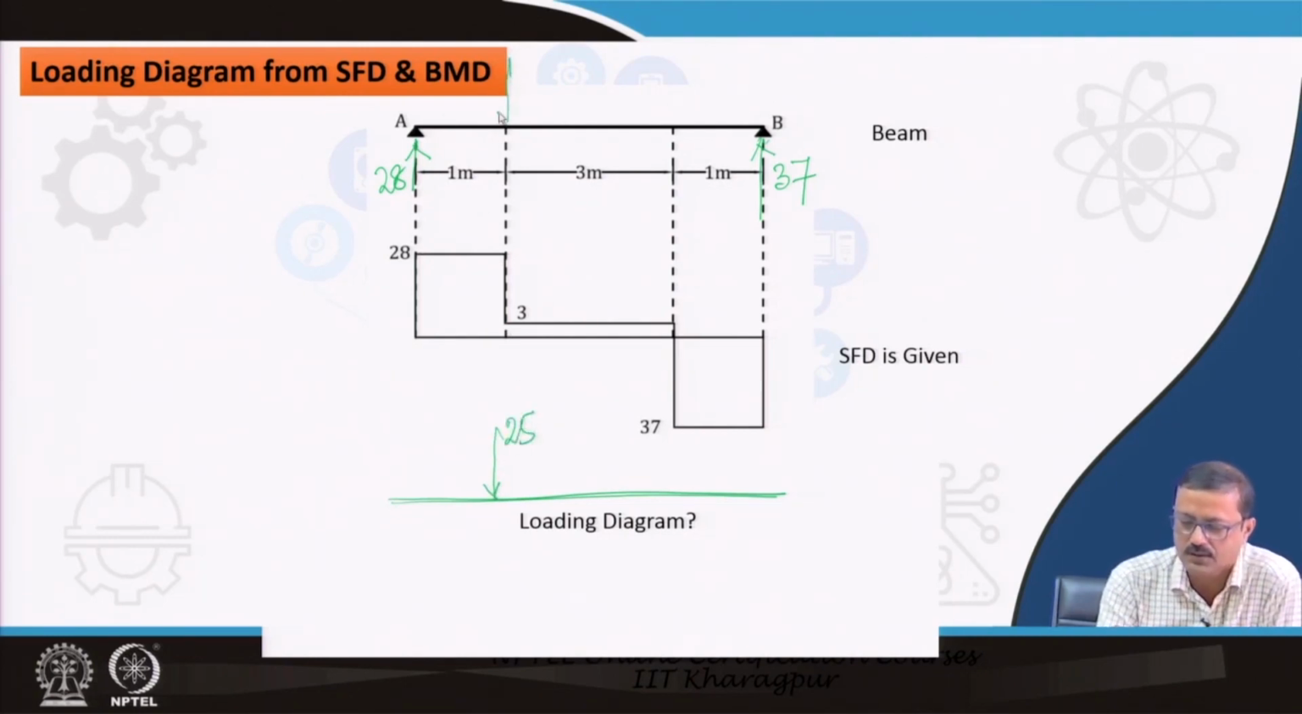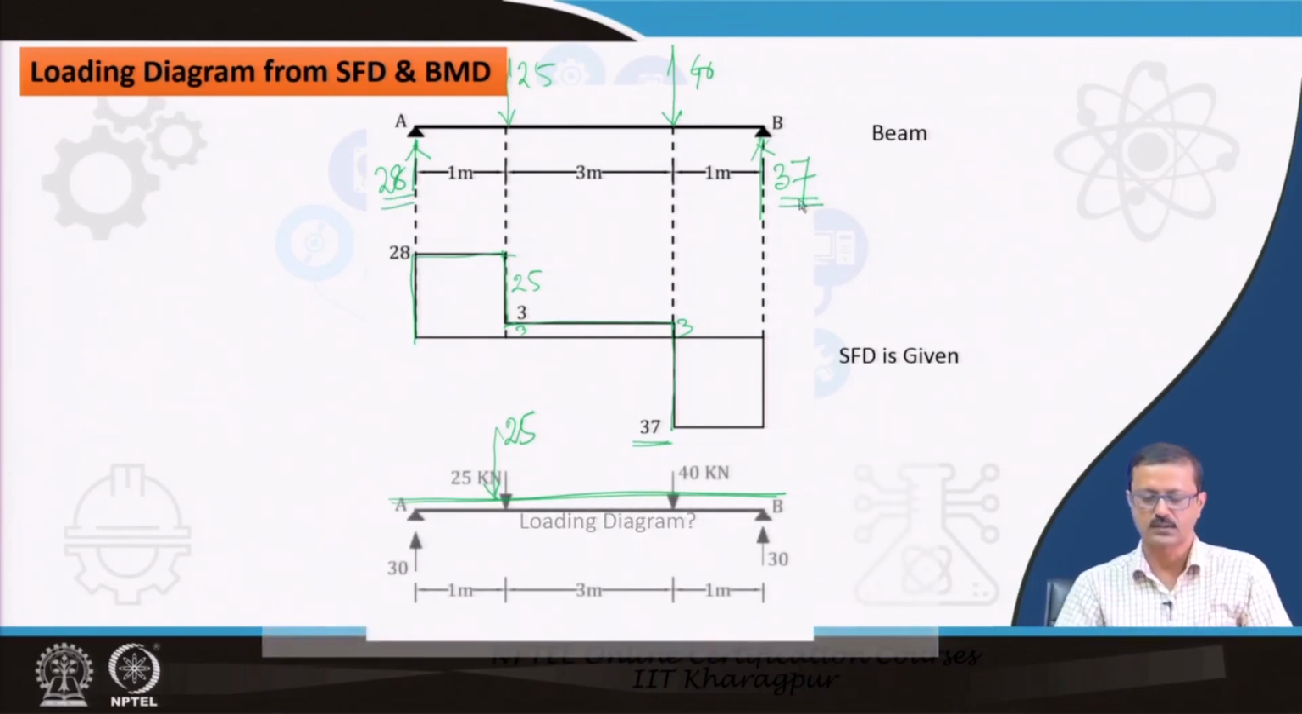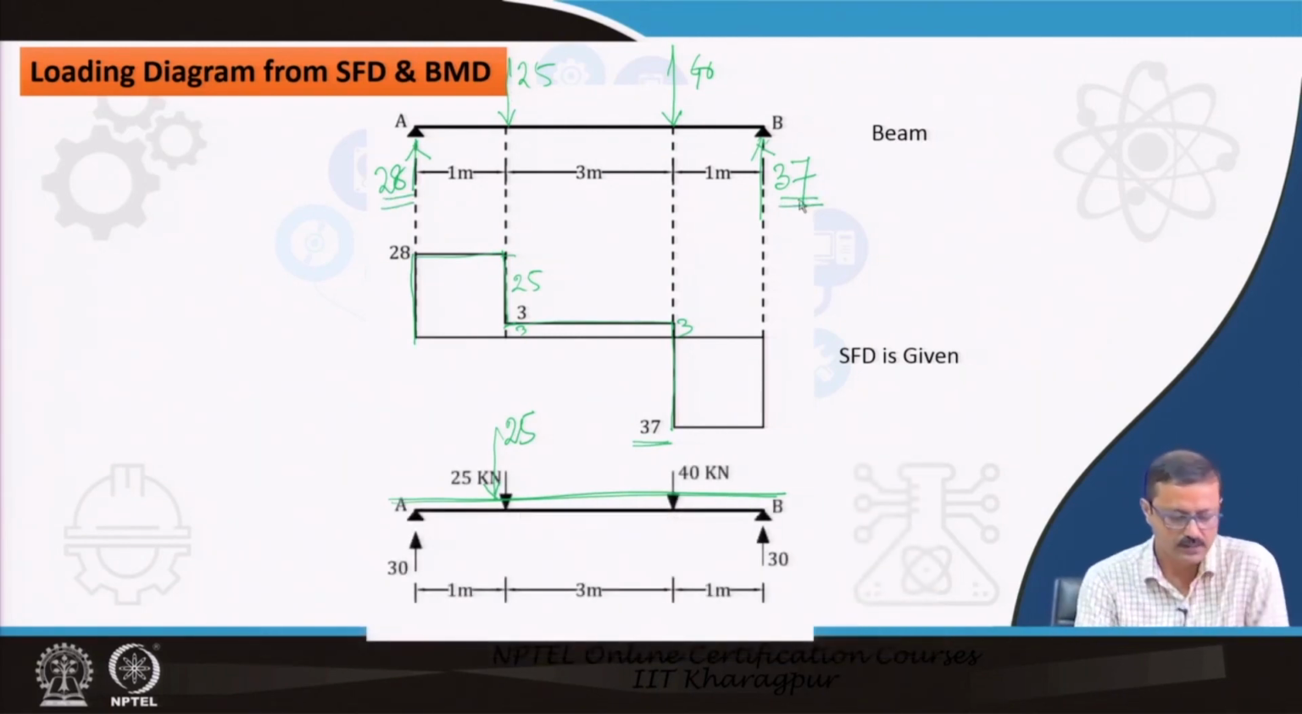Some force is there which actually is 25, because it goes to 28 and suddenly it comes here to 23. That means this portion is 25 and this portion is 3. So, this 25, and again there is nothing over here, so I cannot expect any load. And if it goes like that to 37 and this is 3, then I can say this is 40, and 40 plus 25 must be equal to 28 and 37. So, let us see. This is 25 and 40 will be your diagram.